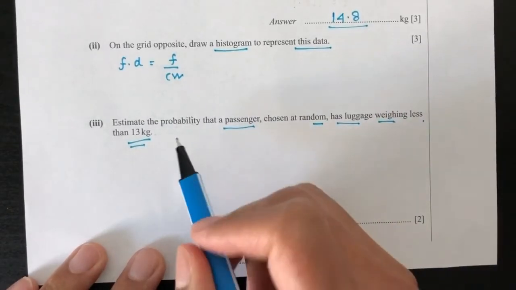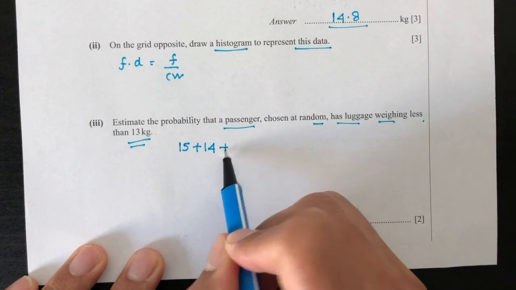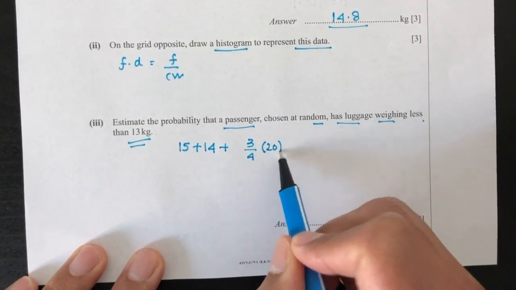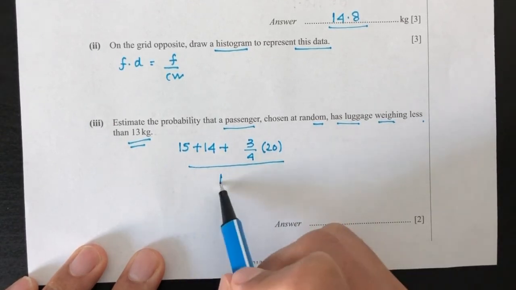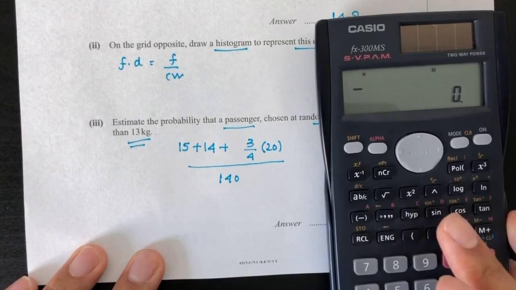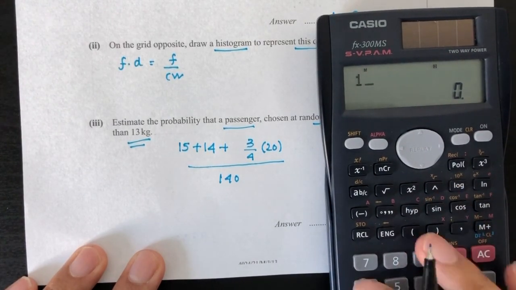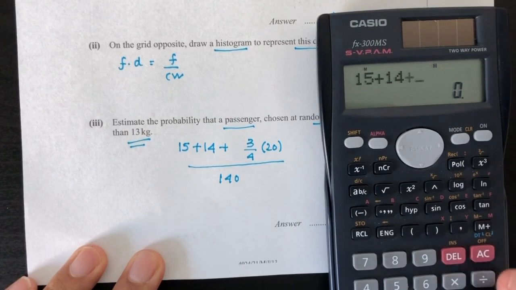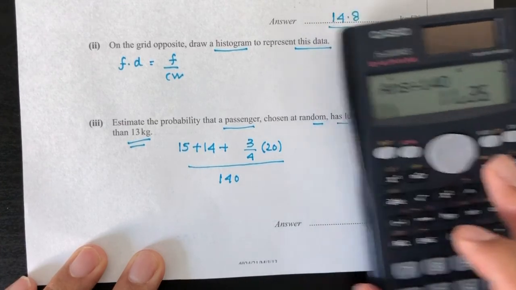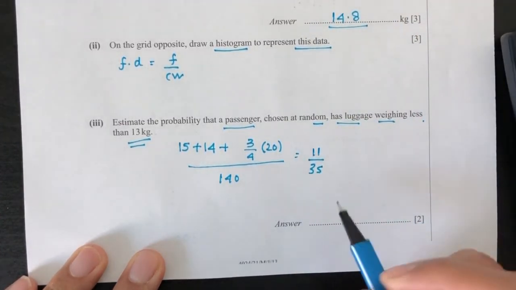So let's do that. So less than 13 will be 15 plus 14. Then plus ratio of 3 over 4 times 20. All this divided by the number of luggage, which is 140. Let's check. We have 15 plus 14 plus 3 over 4 times 20 divided by 140. That should be 11 over 35 as your answer.